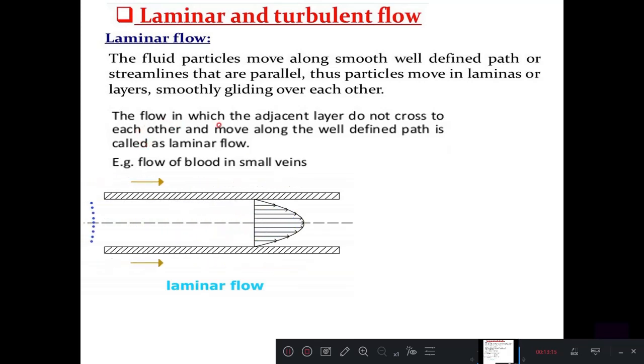Even the flow in which the adjacent layers do not cross each other and move along a well-defined path is called laminar flow. You can look at this animated picture here. The fluid layers are moving in a well-defined path, where the velocity of the fluid layer is maximum at the center and keeps decreasing towards the wall of the pipe. Hence, the velocity profile will be parabolic.